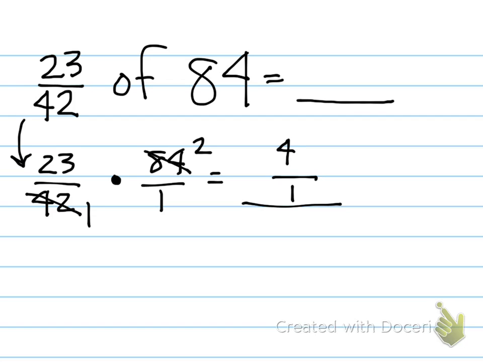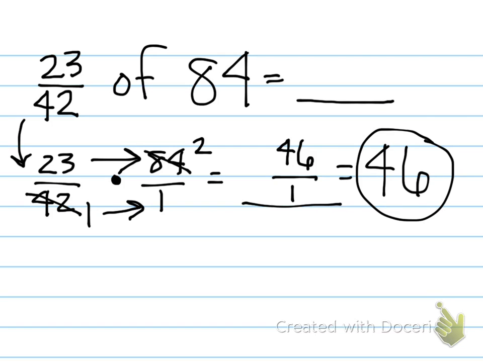And we write it here, because again, we multiply across. Now we wouldn't say 46 over 1, we've been through this. We would simply put that back into a whole number. And do I need to remind you where to put this? Trust the process. It will save you every time. 23 of 84 equals 46.